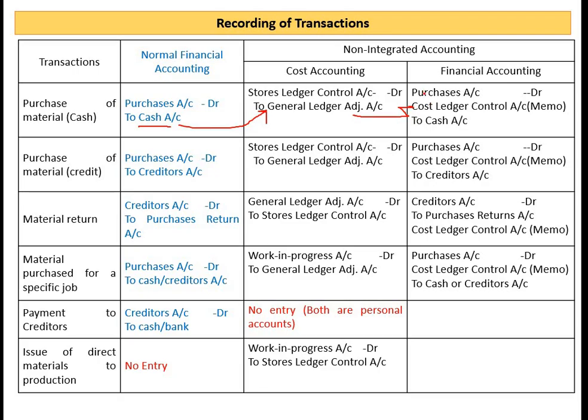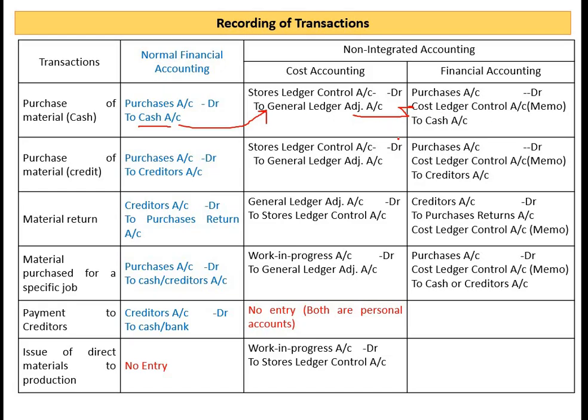So you can see the purchases we have made against cash are recorded in the general ledger adjustment account. It means that if you want to reconcile this transaction, it will be reconciled because there will be a difference in cash. Since there is no cash account in cost accounting, a difference will be created here, and this difference can be reconciled from the cost ledger control account, or you can say general ledger adjustment account, both are the same.